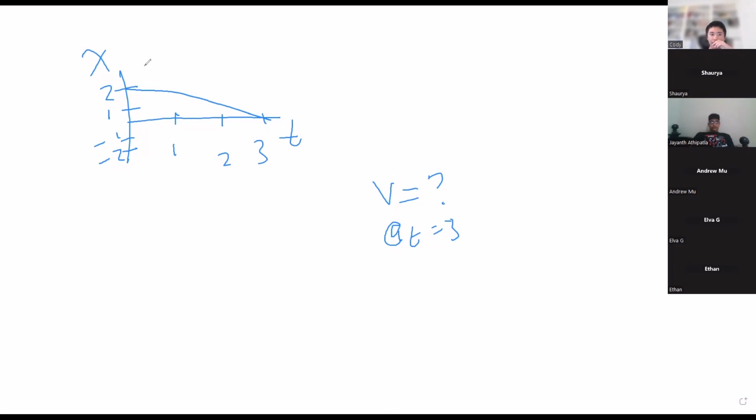Okay, so basically, you're given this position versus time graph, and you just want to find the velocity of the object at time equals 3.